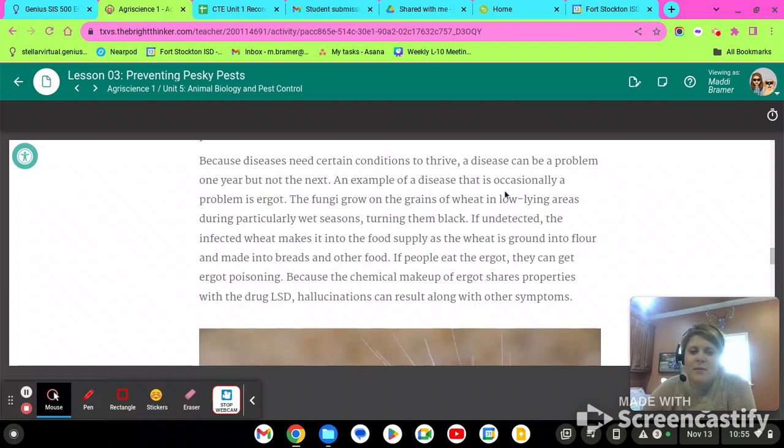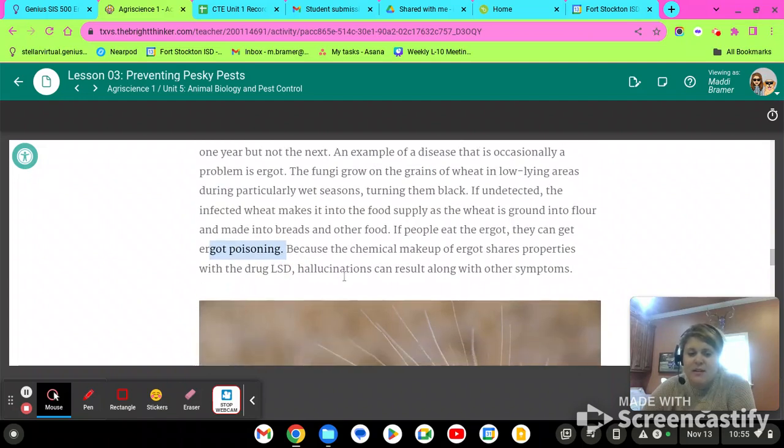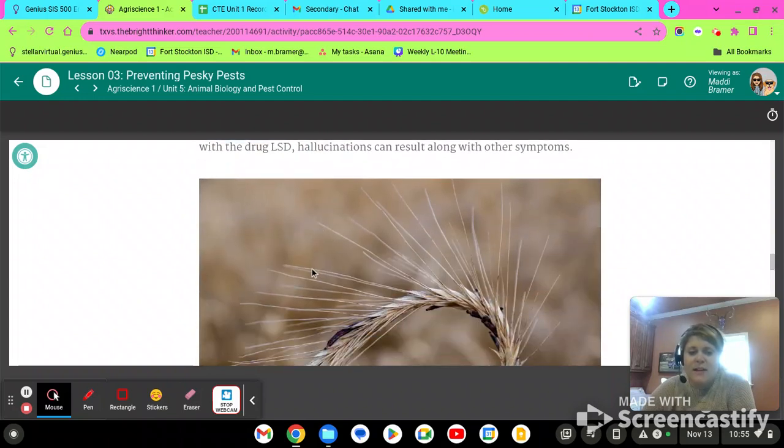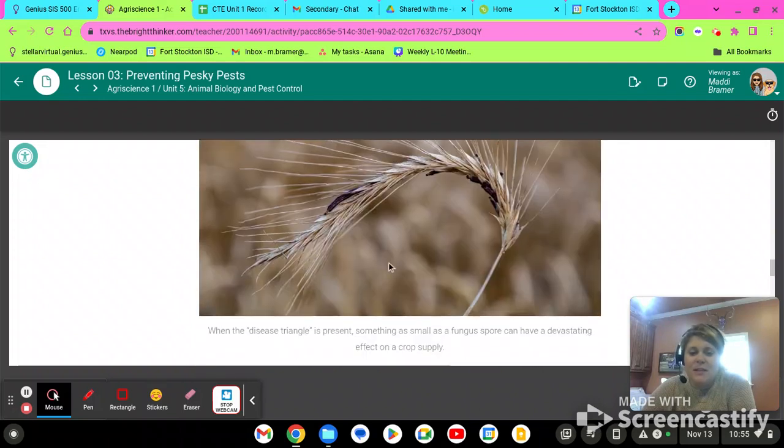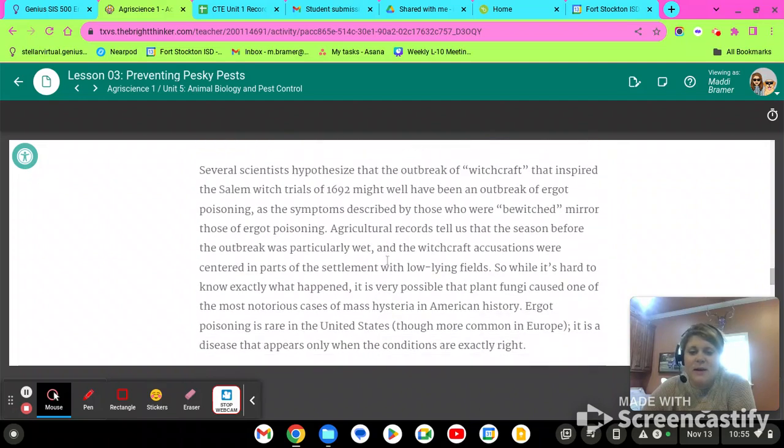An example of a disease that's occasionally a problem is ergot. The fungi grow on grains of wheat in low-lying areas in the wet seasons, and they turn them black if undetected. If it gets into the food supply, and people eat it, they can get ergot poisoning. This can actually cause hallucinations and other terrible symptoms. Looks like that. So disease is a pest.